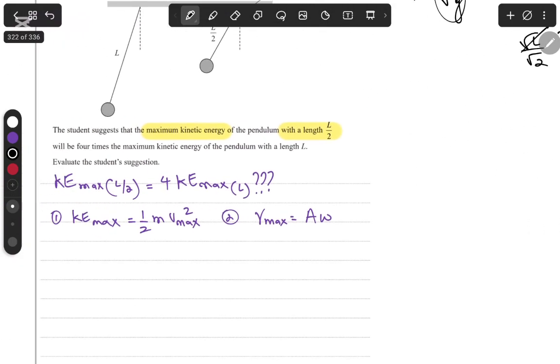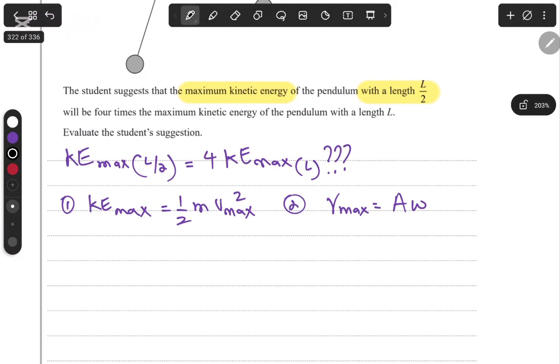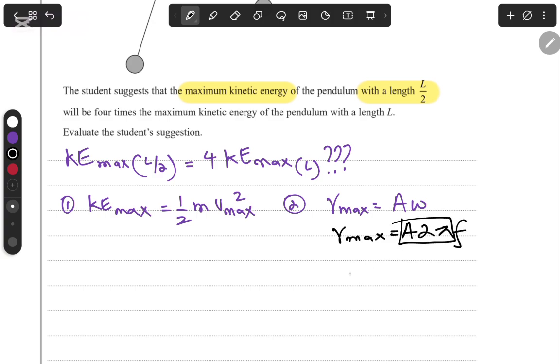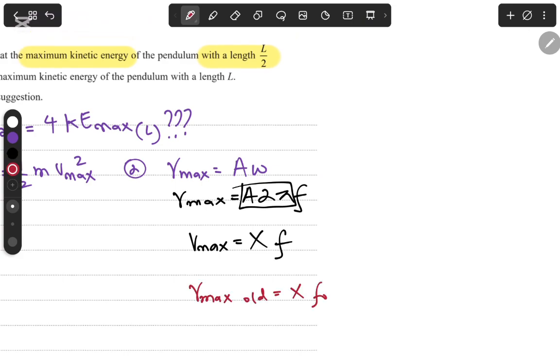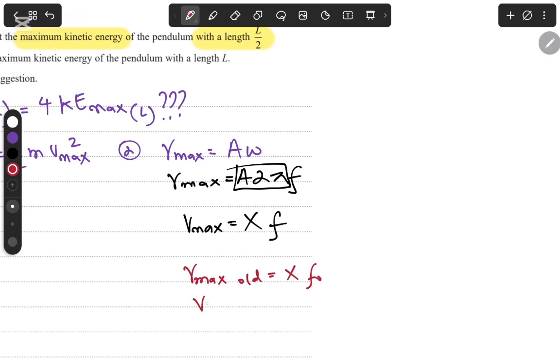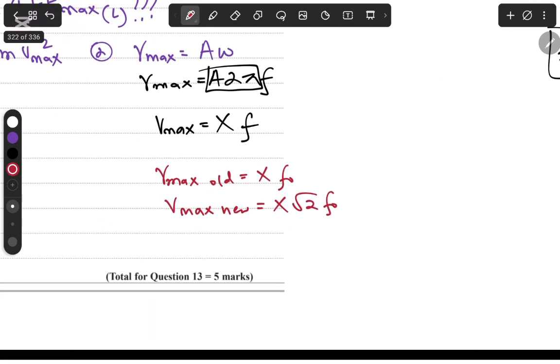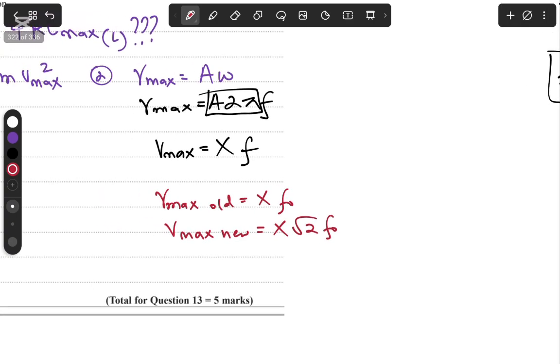That's totally fine. And now we come back to our original thing here. Now why did I do all of that? Because now I can say the Vmax is equal to A 2 pi f. Remember? And all of this is constant. So again, I'm going to take it as X. So Vmax is equal to Xf. Okay, I hope that's clear. And then I can say Vmax old is equal to Xf old, frequency old. And then Vmax new is equal to X square root 2 frequency old, because that's equal to the new frequency. So instead of the new frequency, I'm going to write square root 2 times the old frequency.